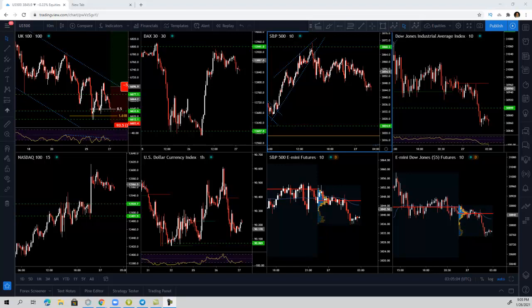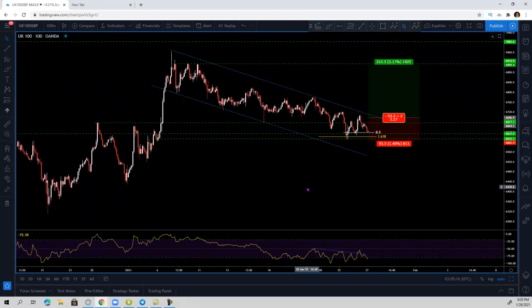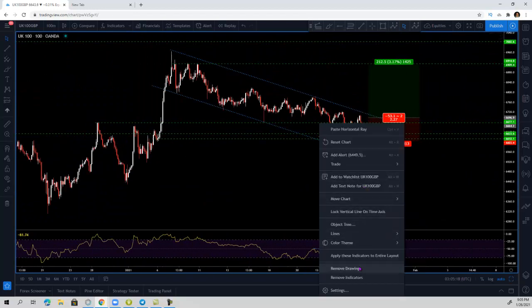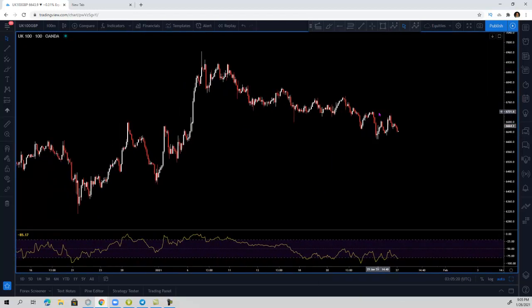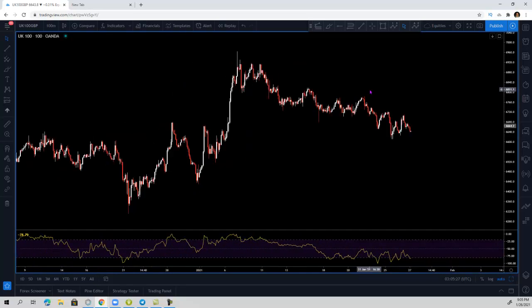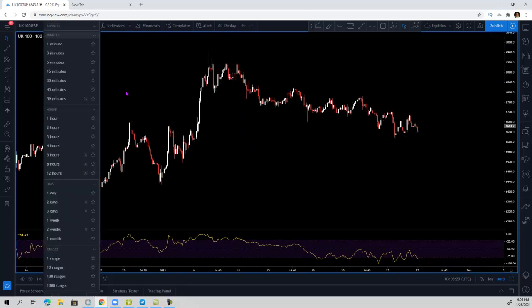Today we're going to do something a little bit different, and go through how we found the FTSE 100 or the UK100 trade. I'm going to delete all the drawings, and take you through my thought process on how we found this trade. Now we're looking at the 100-minute chart, I know.